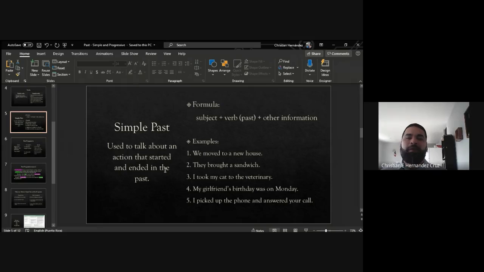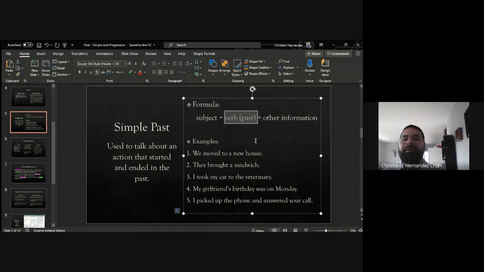Okay, so as I was showing you here, the simple past is used to talk about an action that already started and ended. The formula is very similar to the simple present. All you have to do to change it is to change the verb. And of course, you conjugate that verb in the past tense instead of the present.